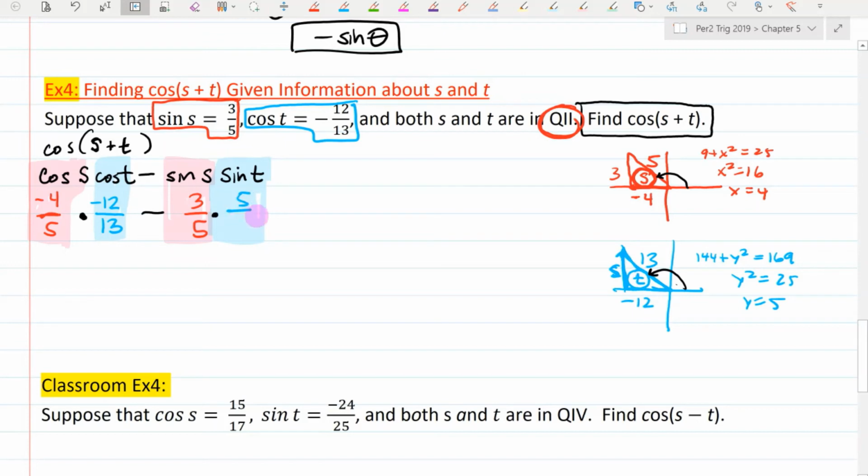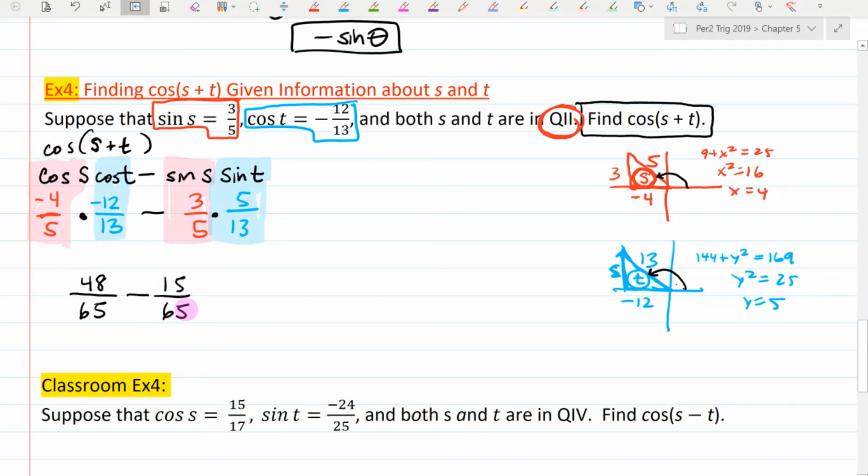So sine is positive 5/13. And now you have all the numbers that you need. All right, so 48 over 65. Do not reduce this, even if you can. The reason why is because both these denominators are the same, and we want to keep it that way.